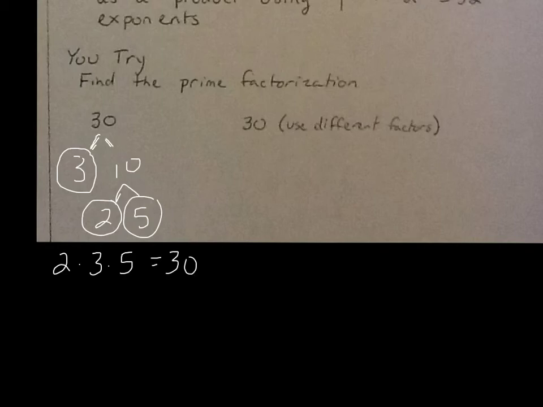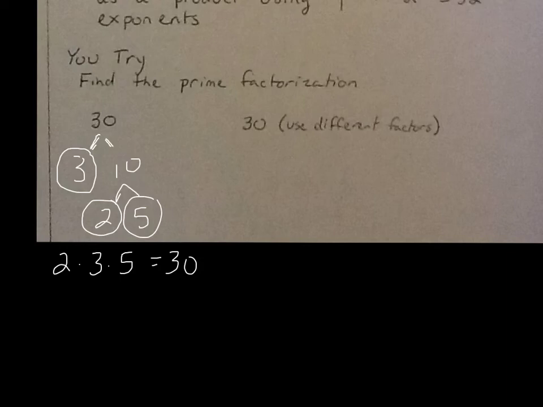And if you multiply that back together, 2 times 3 is 6. 6 times 5 is 30. So we did it right. Now with the exponents, we don't have anything that is being multiplied together multiple times. So that's what you got. 2 times 3 times 5 is all you have.